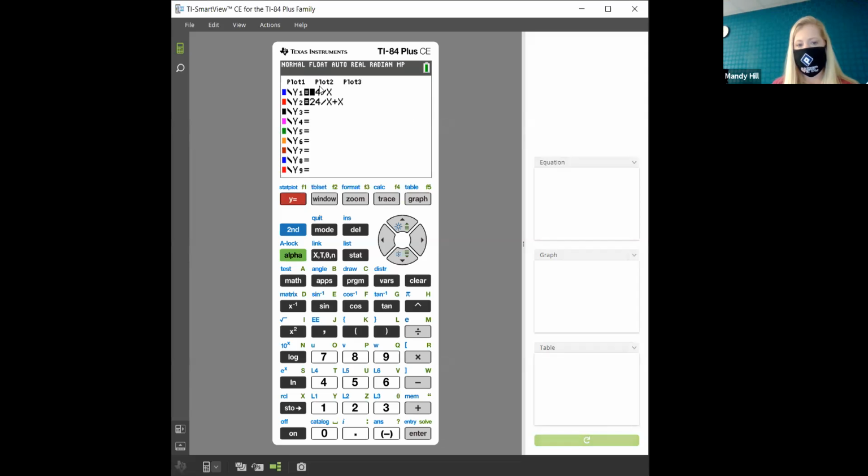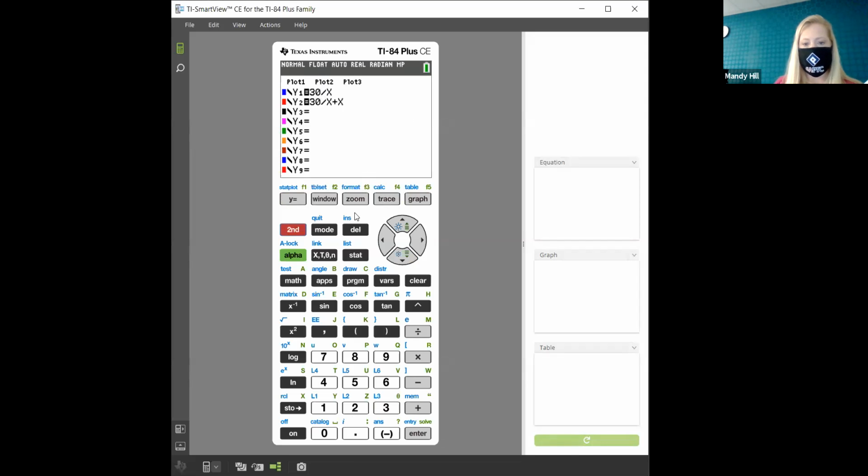This time we said it was a 30 we wanted. So we want something that multiplies to be 30, but we want it to add to be negative 13. So I'm just typing in my 30 divided by x and then 30 divided by x plus x.